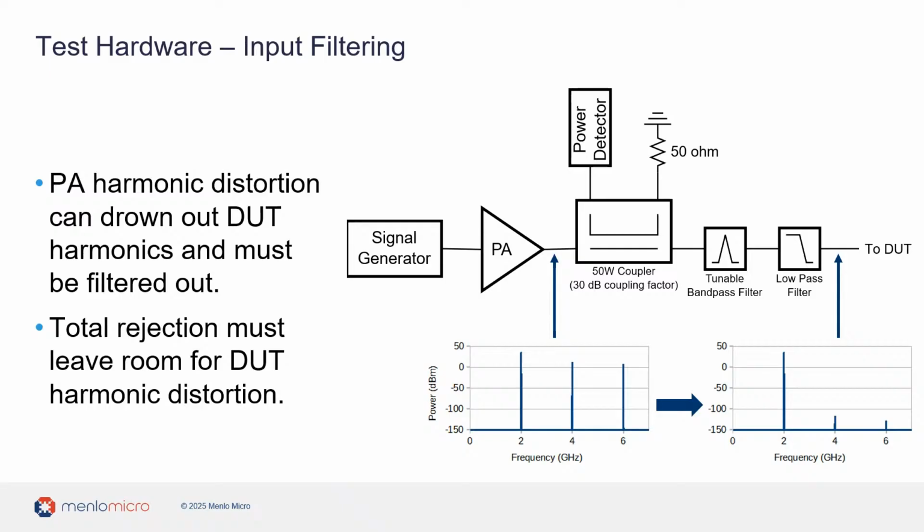So to filter those out, often multiple filters are required to give enough rejection to leave room for the DUT harmonic distortion. In this case, a combination of a tunable bandpass filter and a low-pass filter is used to reach over 120 dBc rejection of the harmonics of the PA.